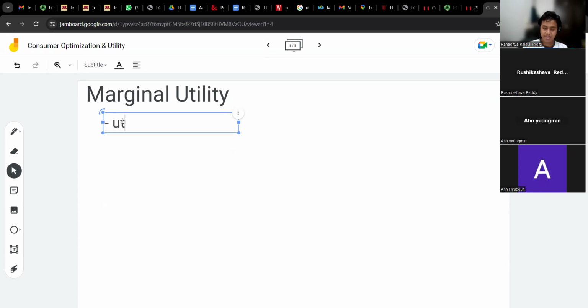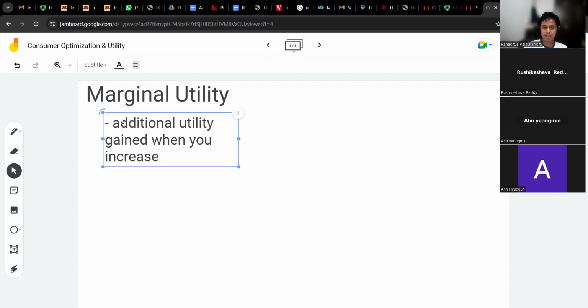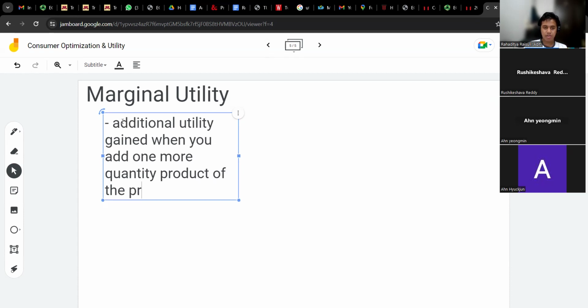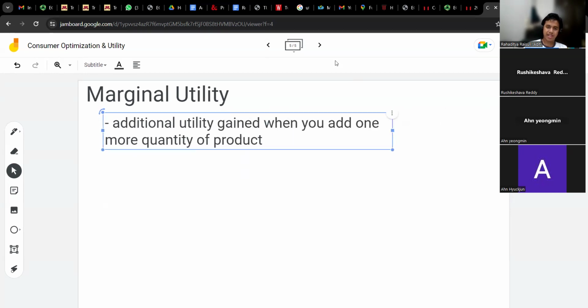Yeah, sure, sure. So marginal utility is referring to the additional utility gain when you add one more quantity of the product. This is a bit hard to show. So, one more quantity of product. I'll try to show what I mean by this.